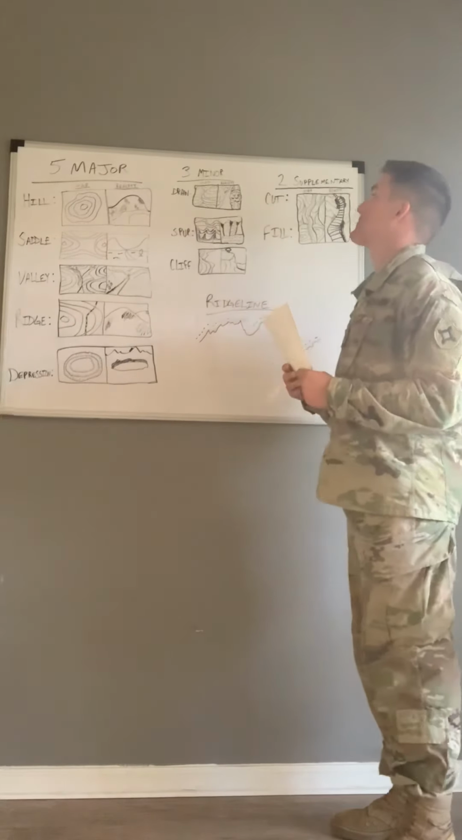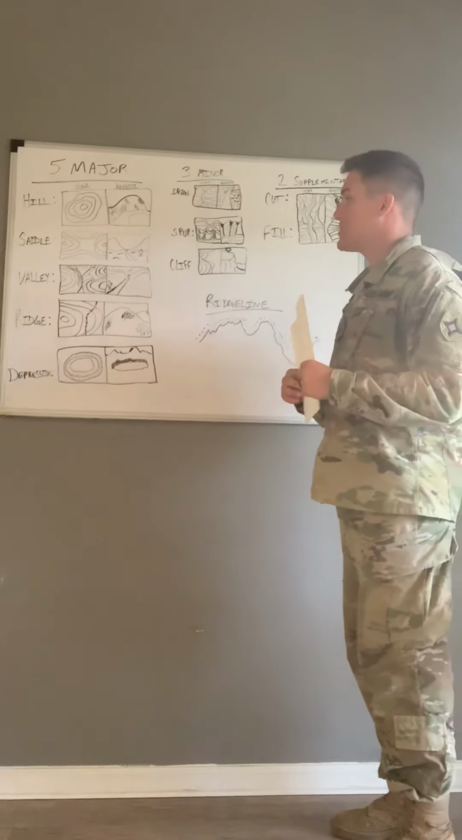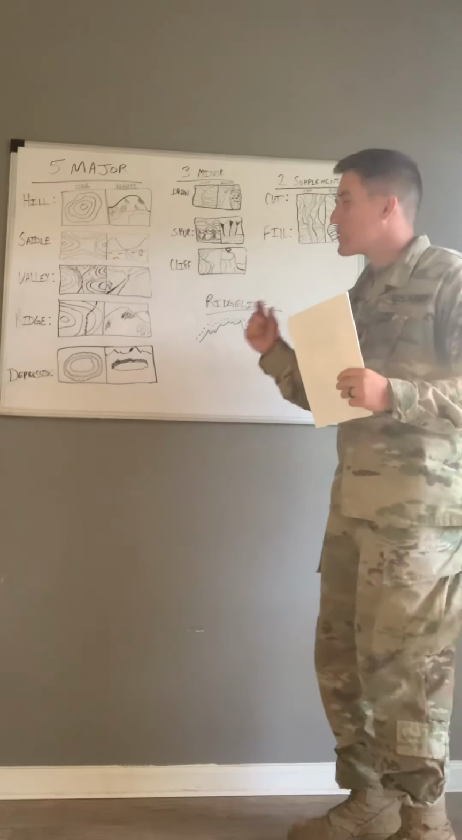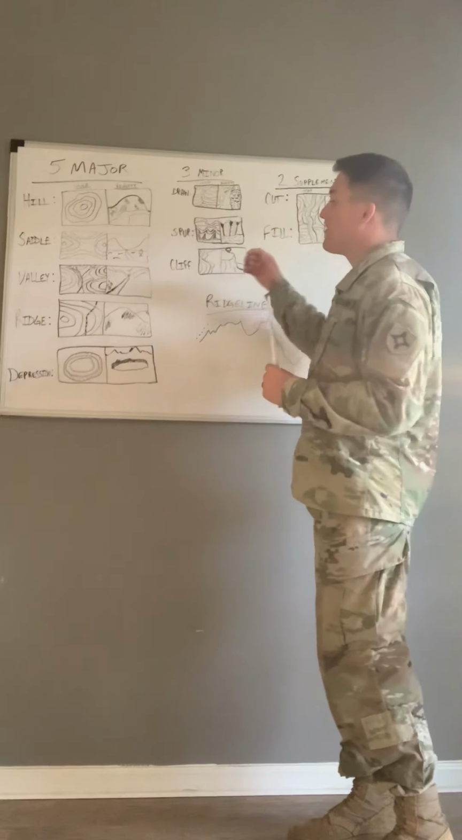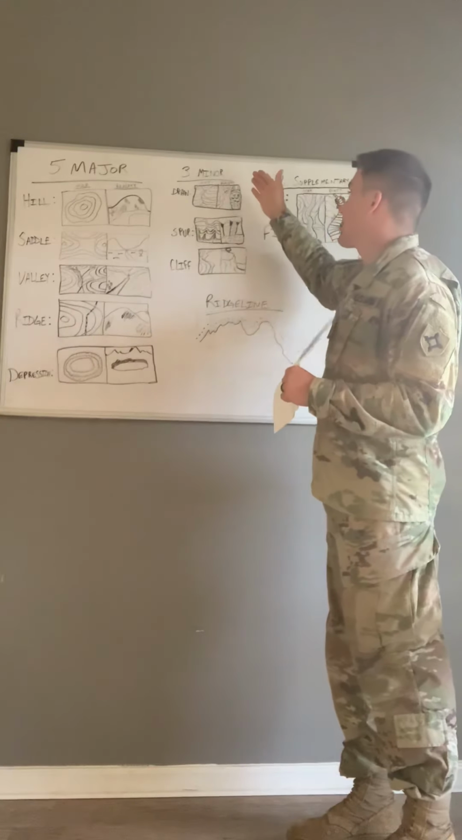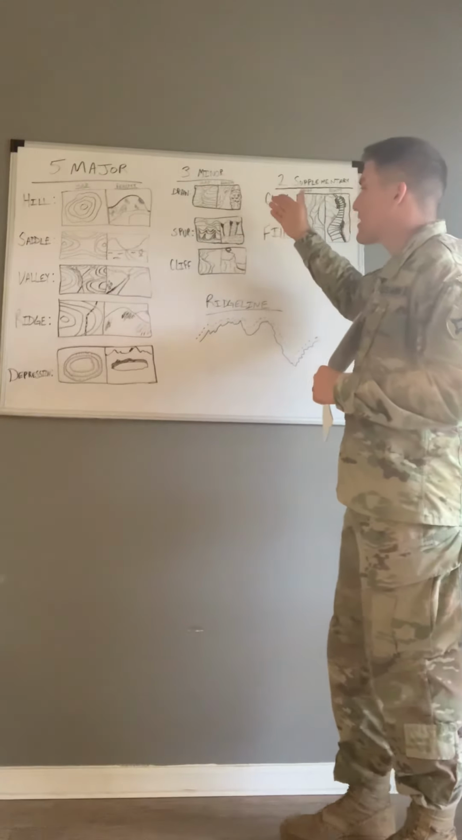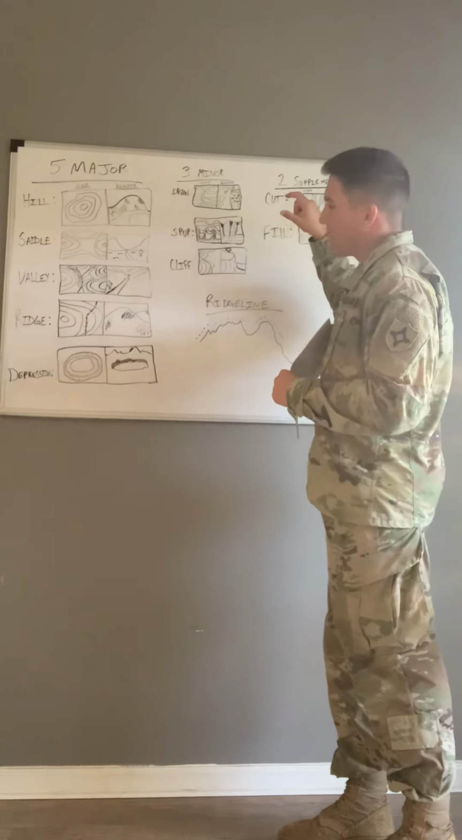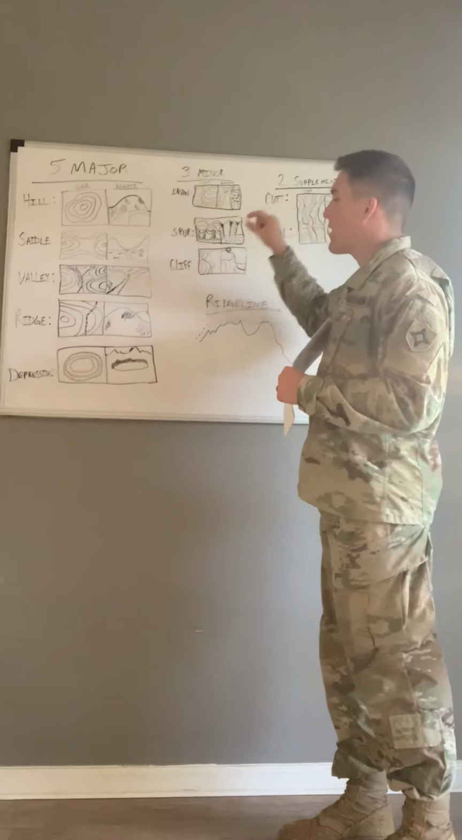All right, next we're going to move to our three minor features. First, we have a draw. And a draw is pretty much just a really small scale of a valley. So it's going to have that stream again, not quite a groove, but a little bit of a groove, but not quite as big as a valley.